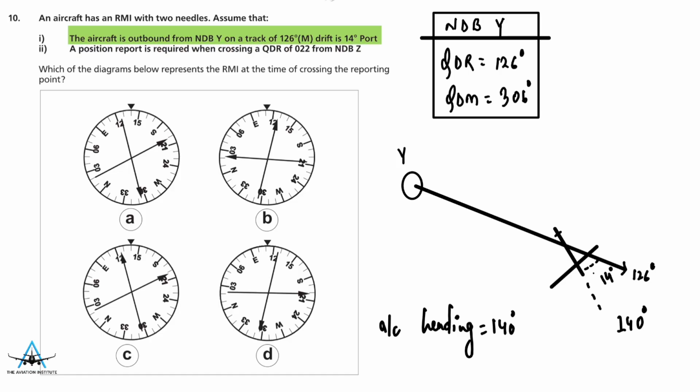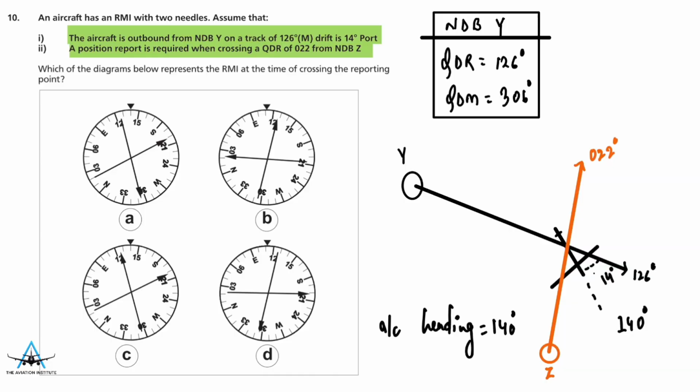So coming to the second part of the question, it is saying that a position report is required when crossing a QDR of 022 degrees from NDB Zulu. That means when our aircraft crosses the 022-degree radial of NDB Zulu, a position report is required. So let's picture this as well, in such a way that our aircraft appears on the 022-degree radial of NDB Zulu.